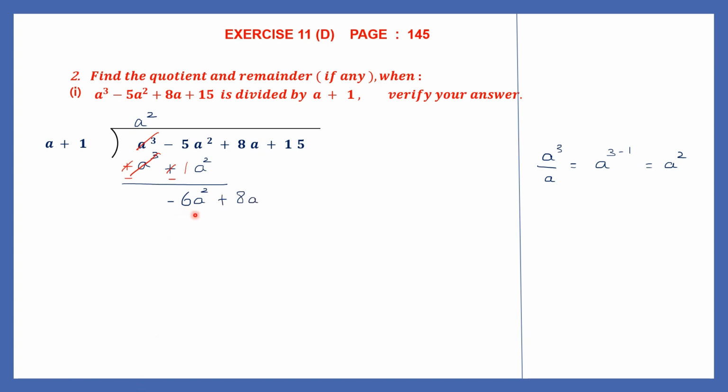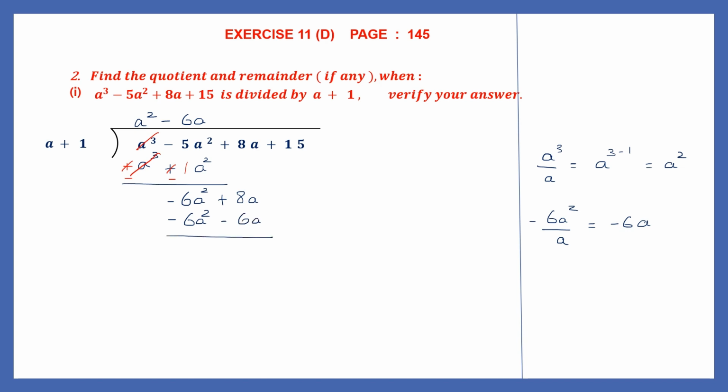Now again we take the first term of the dividend and the first term of the divisor and we divide. Minus 6a square divided by a. So here you have minus, the number is 6, a square divided by a is a to the power of 1, which is a itself. Now put that in your quotient, minus 6a. Now we're going to multiply minus 6a into a first. So the sign is minus, 6a into a is 6a square. Then we multiply minus 6a into plus 1. When you multiply by 1, you get the same number. So it is minus 6a.